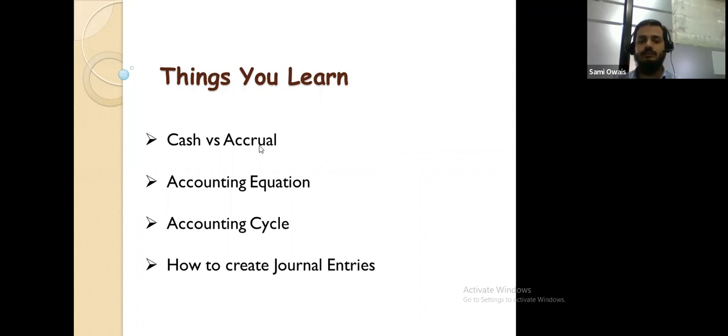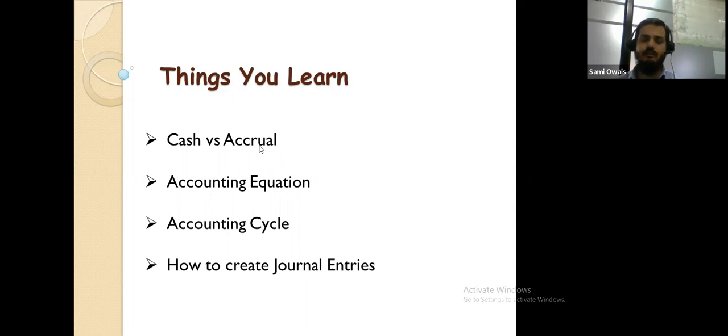To start with, cash versus accrual. There are two bases of accounting. Basis of accounting means there are two widely used methods of accounting. One is the cash method or cash basis. Another is accrual basis, also called mercantile basis. Cash basis is nothing but, as and when you get the cash, you record the entry. It's going to be like single entry bookkeeping.